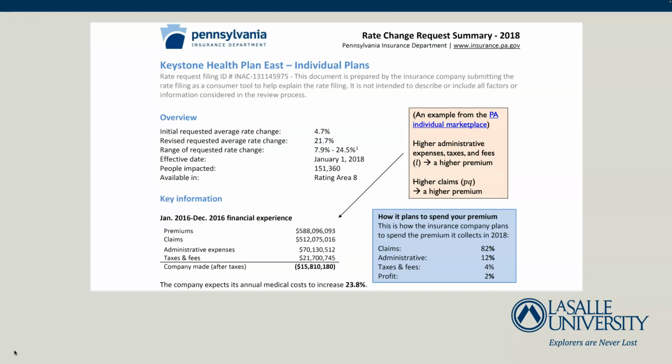And so we can see here that all else being equal, higher administrative expenses, taxes, and fees result in a greater loading factor, and that leads to a higher premium. A higher expected average medical expense, P times Q, would also lead to a higher premium.